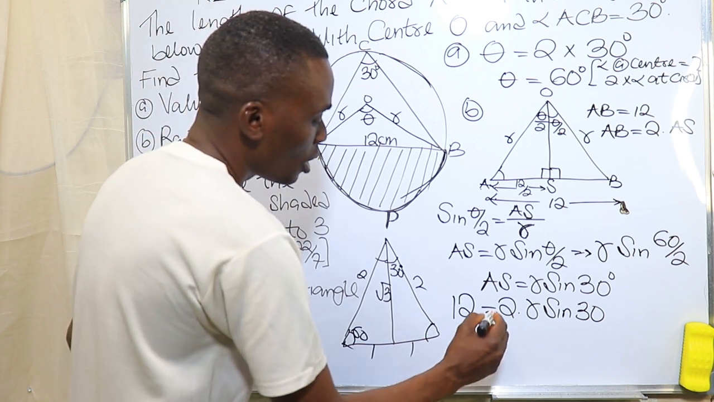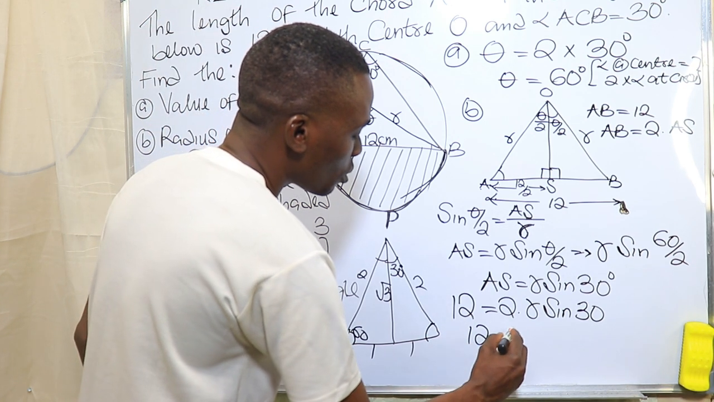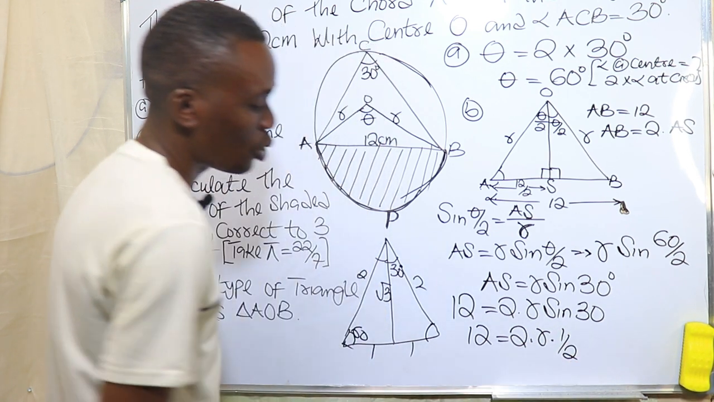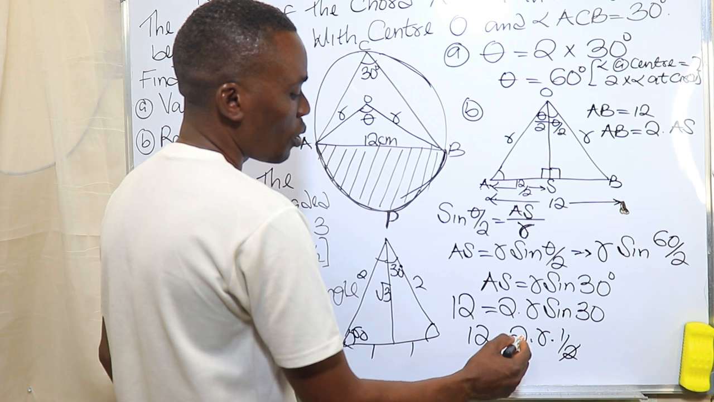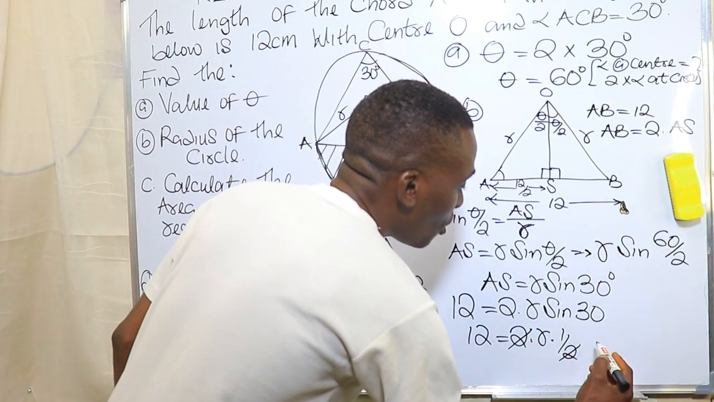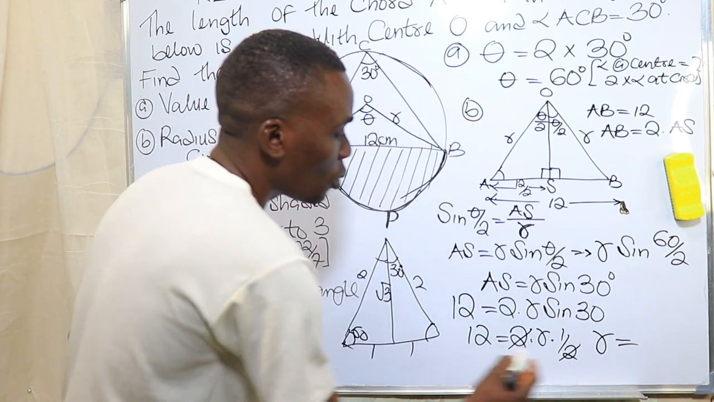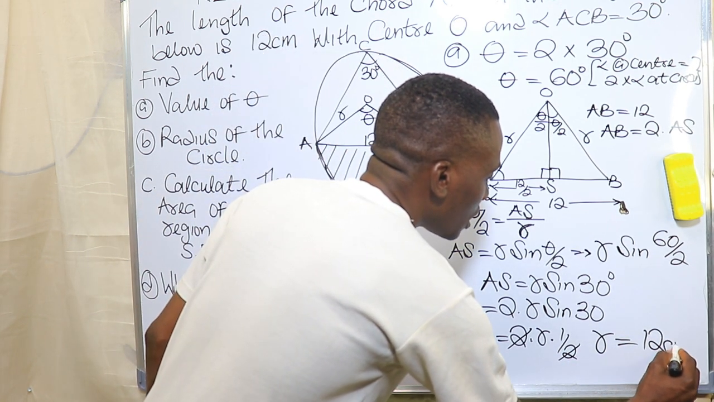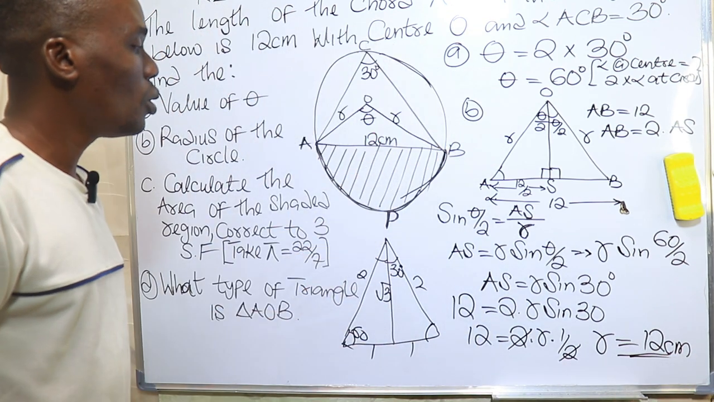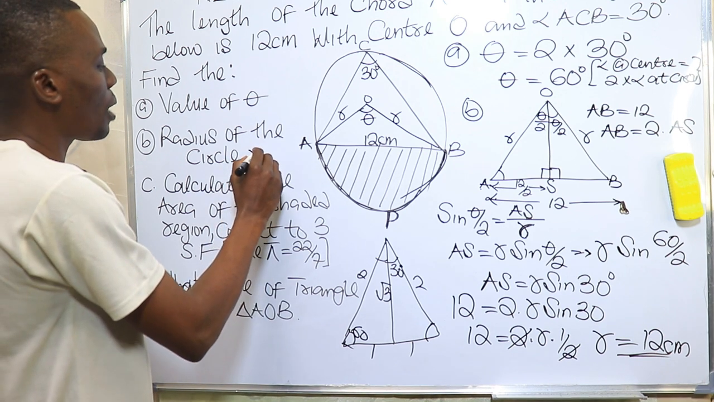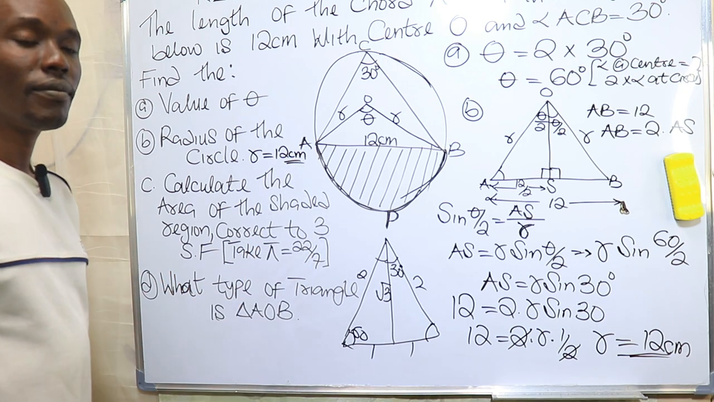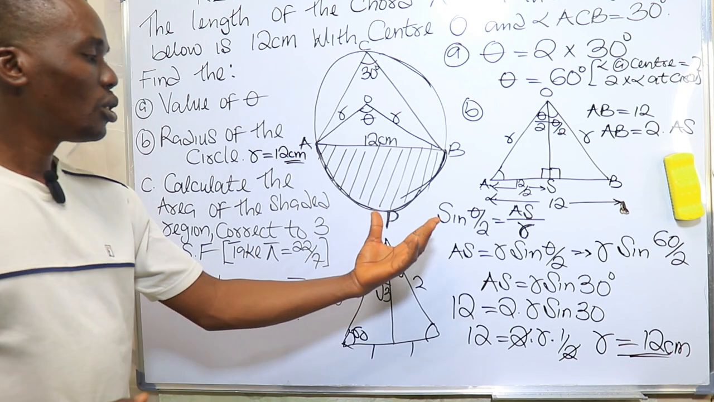and that is 1 divided by 2. So I will have my 12 equal to 2 multiplied by R multiplied by 1 divided by 2. Hence, the 2s cancel out. And what will my R be? The value of my R will now be equal to 12 centimeters. So that means the radius is equal to 12 centimeters. So that is the solution to that.